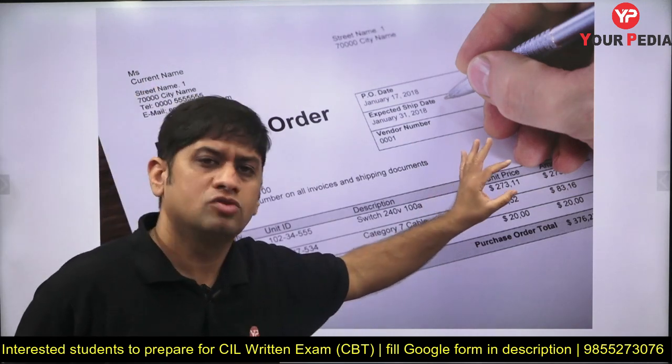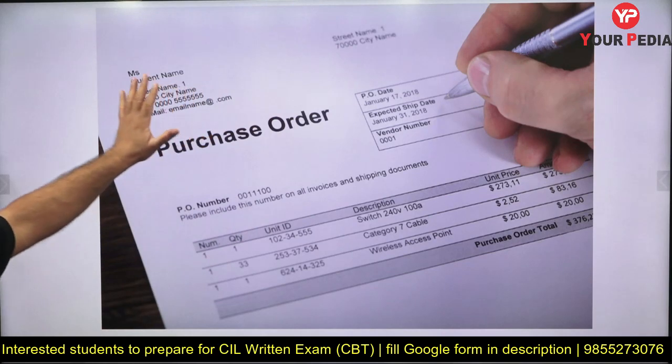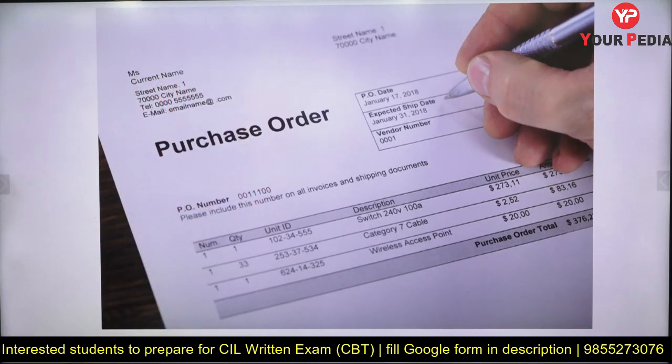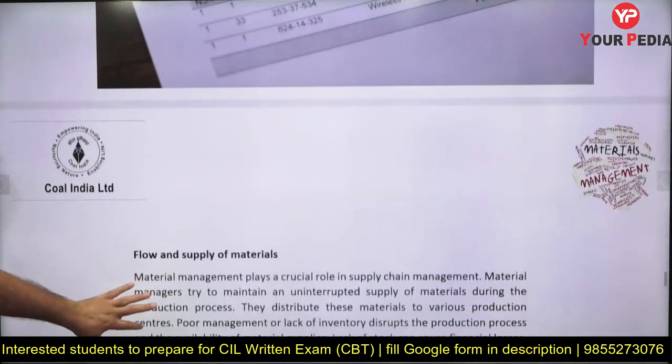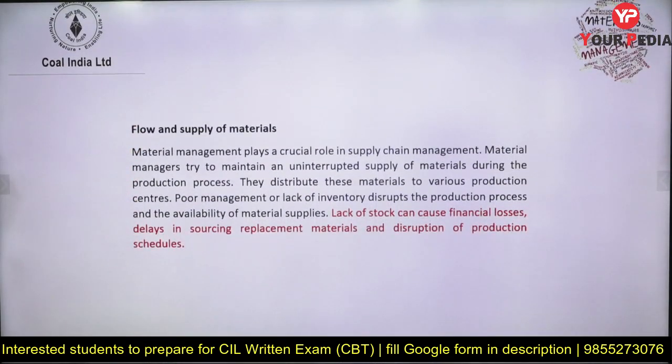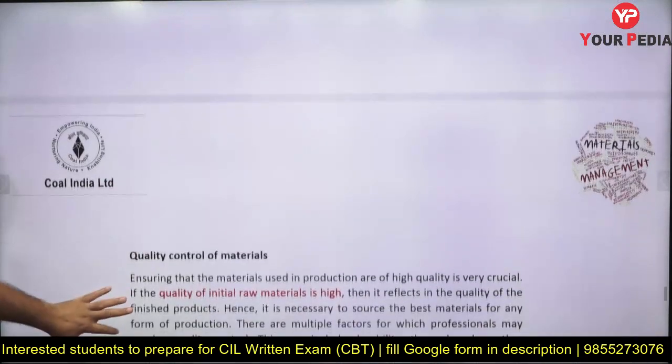ध्यान से देखो इसको. Though we will be covering it as a separate lecture, but see this purchase order and just understand what are the things which are mentioned. Dates are mentioned or not. Flow and supply of material. So flow of supply of material is another very important domain of material management. So the uninterrupted supply of the material should be there. That is something which is required.